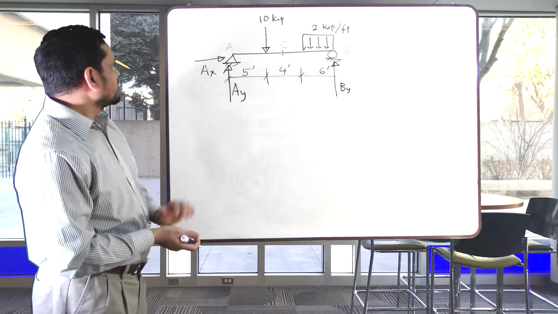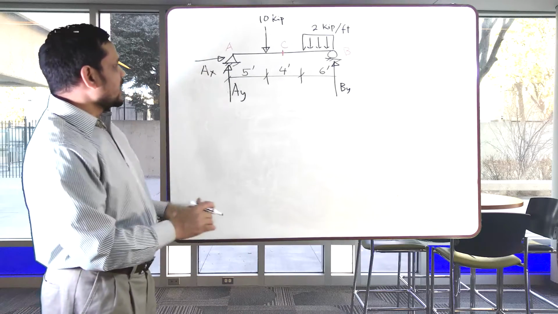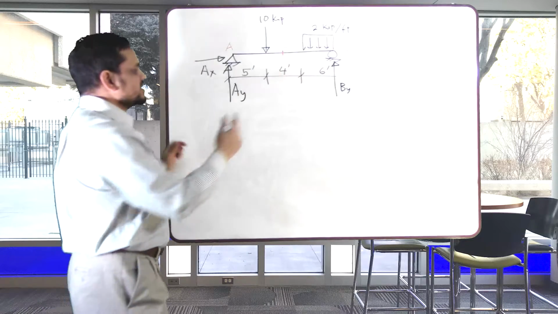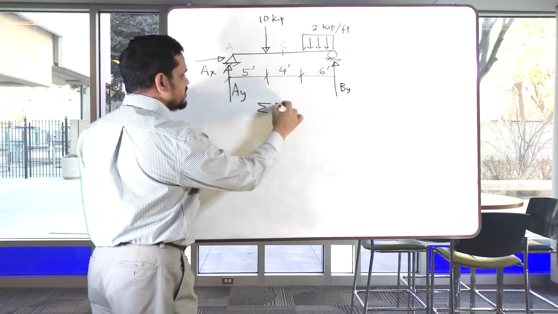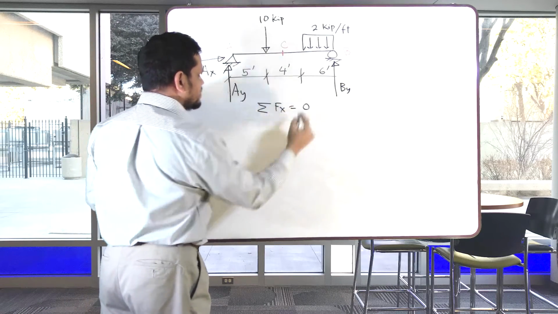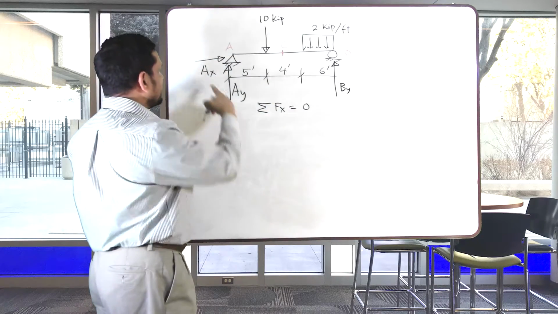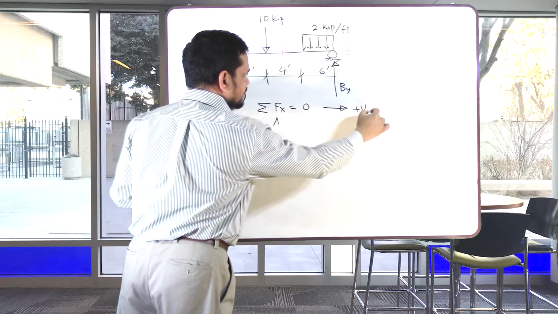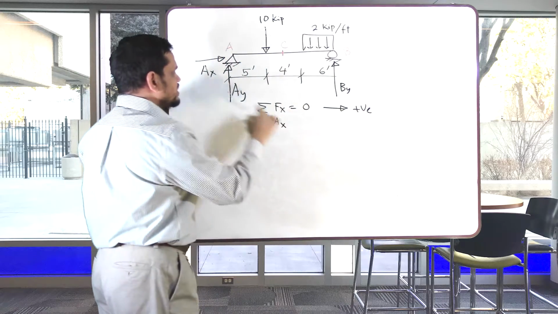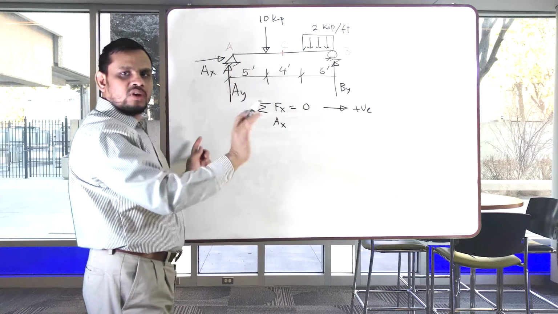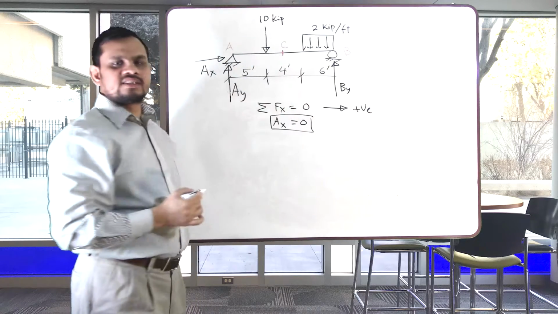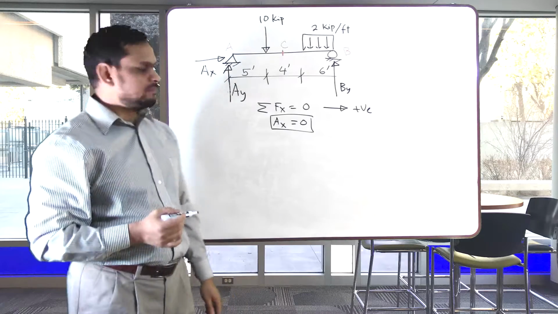Okay, so how to find AX? I can see that there is no load along the horizontal direction, so it is very easy for me to find AX. Summation of force along X direction is 0. Then what is my unknown force? Say I am assuming this way positive. So my one unknown is AX, no other unknown this way, so AX is 0. So I found one external reaction.